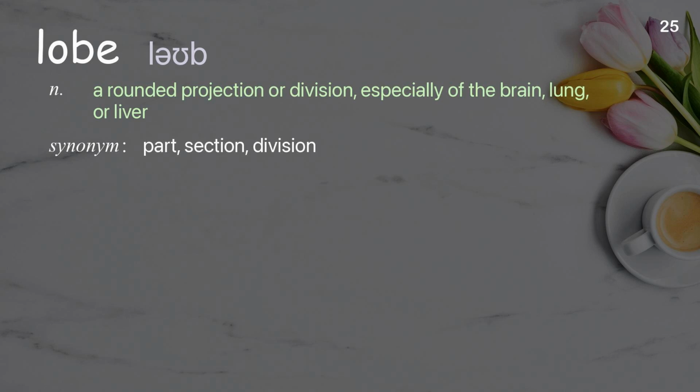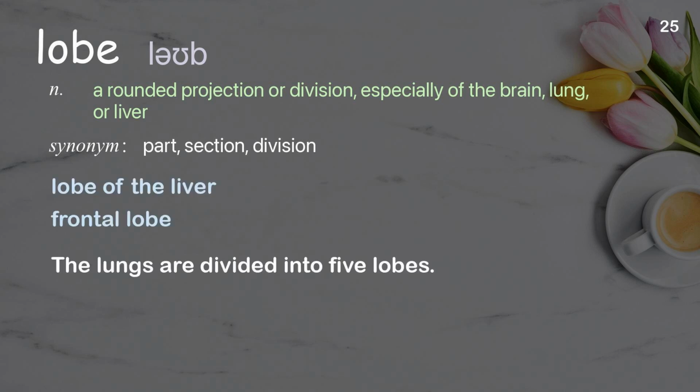Lobe. A rounded projection or division, especially of the brain, lung, or liver. Examples: lobe of the liver. Frontal lobe. The lungs are divided into 5 lobes.